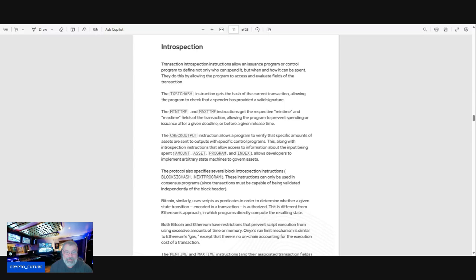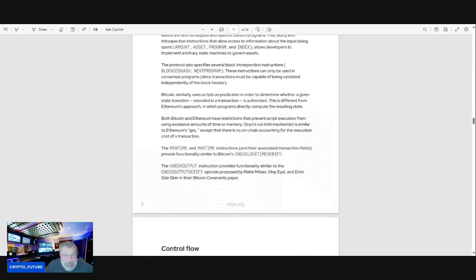Bitcoin similarly uses scripts as predicates in order to determine whether a given state transition encoded in a transaction is authorized. This is different from Ethereum's approach, in which programs directly compute the resulting state. Both Bitcoin and Ethereum have restrictions that prevent script execution from using excessive amounts of time or memory. Onyx's run limit mechanism is similar to Ethereum's gas, except that there is no on-chain accounting for the execution cost of a transaction.